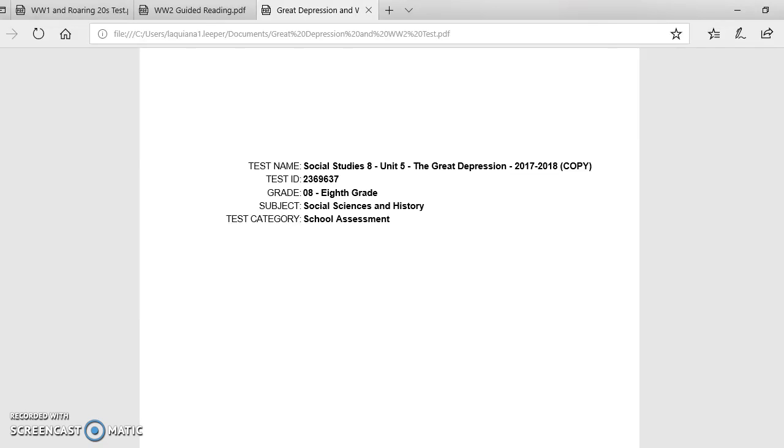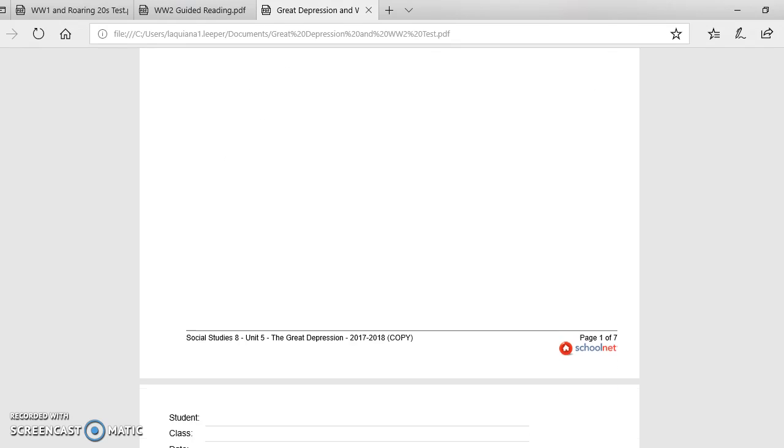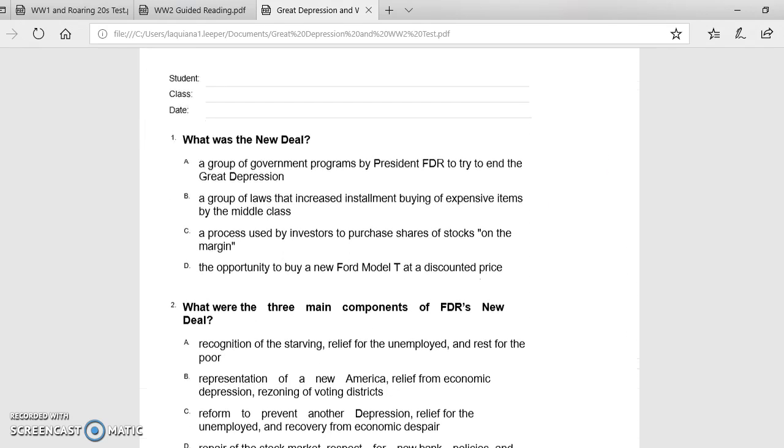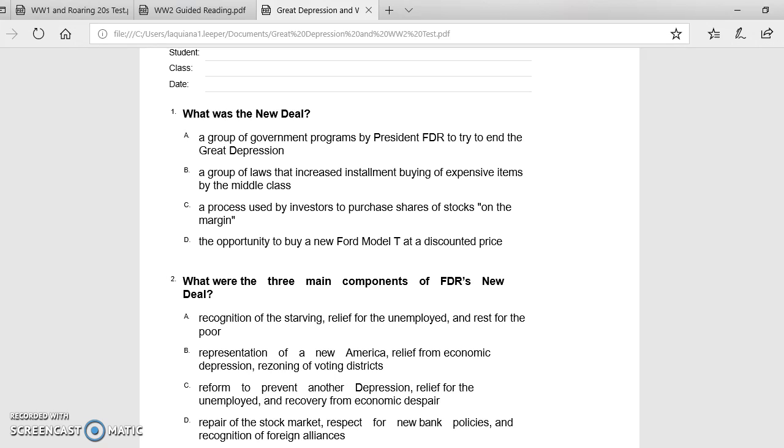Okay, guys, so this is the second part of your test. This is on the Great Depression and World War II. So question number 1, what was the New Deal? A, a group of government programs by President FDR to try and end the Great Depression.